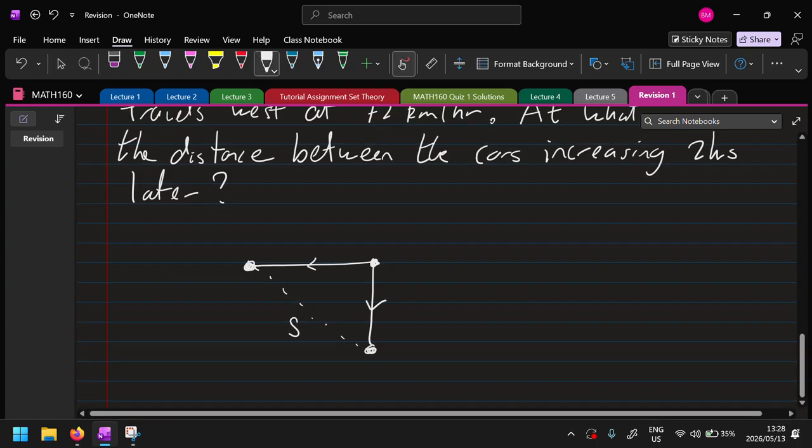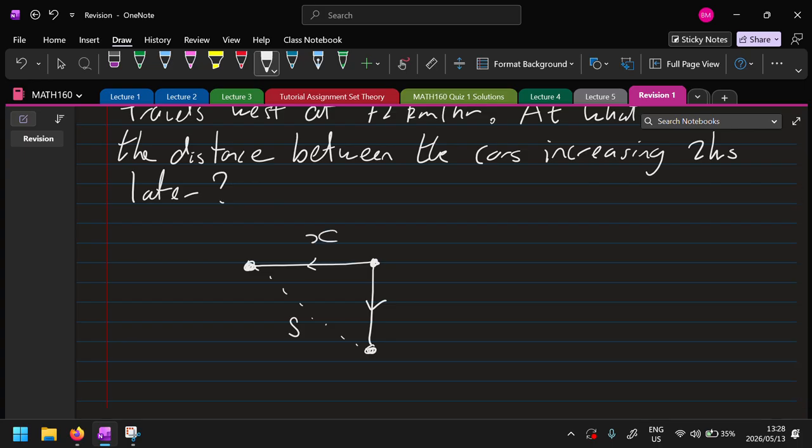Let's put some variables here. So horizontally, let's just call that X. Vertical, let's call that Y. It's a right angle triangle, so we know that the hypotenuse squared is just X squared plus Y squared. Now you could do the roots on both sides, but let's just leave it like this.